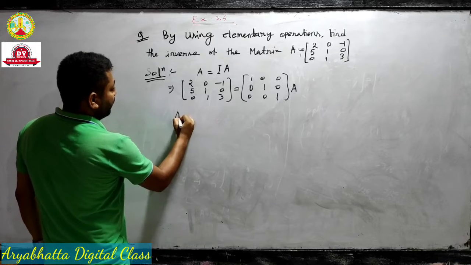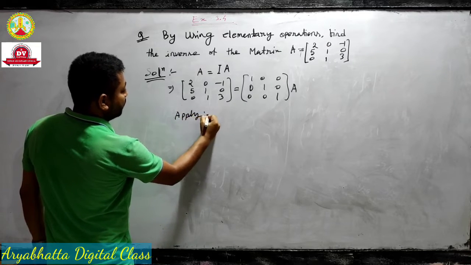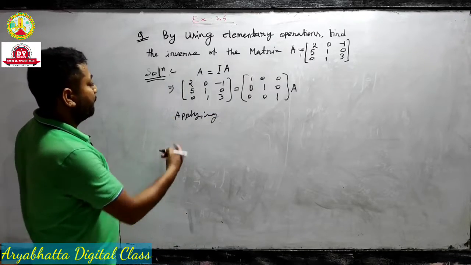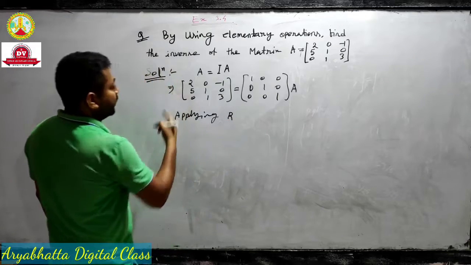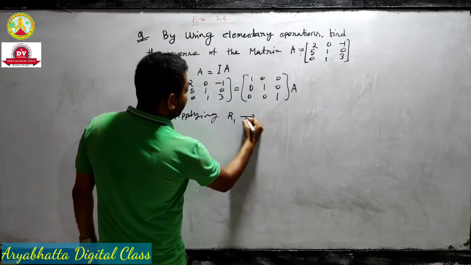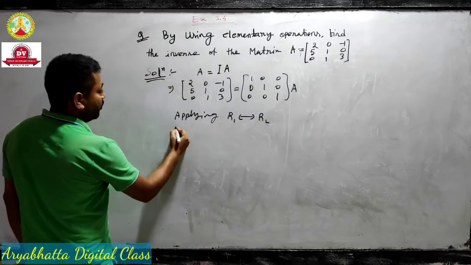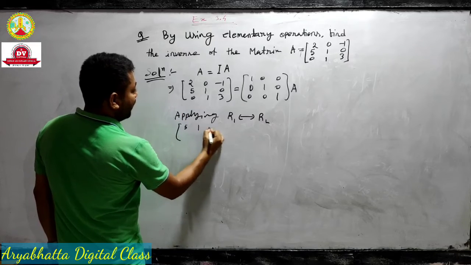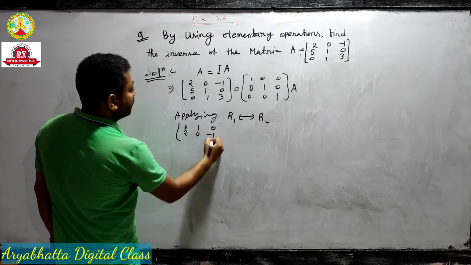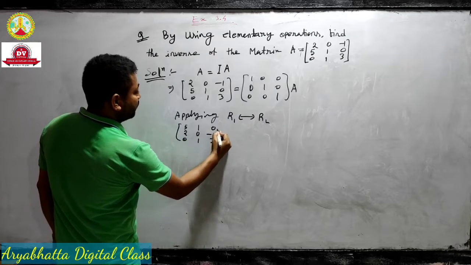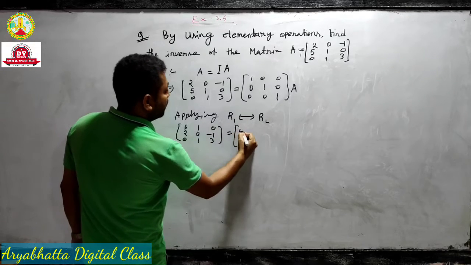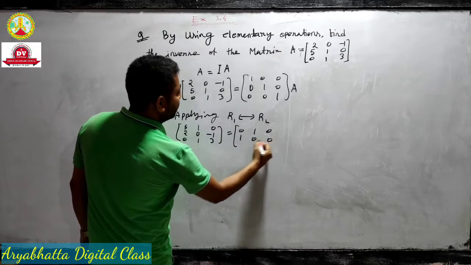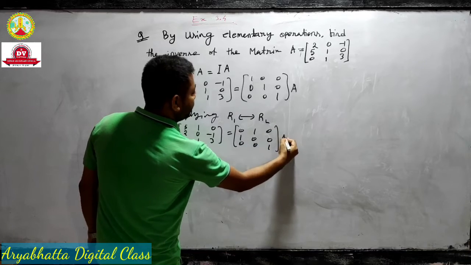Now, applying for these elements, we have to make it equal to 1. Therefore we are applying R1 interchange to R2. Then we have [5, 1, 0; 2, 0, -1; 0, 1, 3] equal to [0, 1, 0; 1, 0, 0; 0, 0, 1] into A.